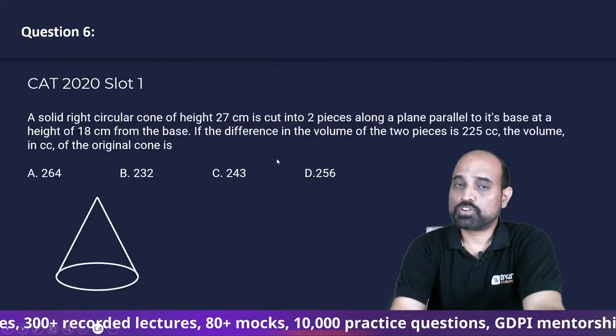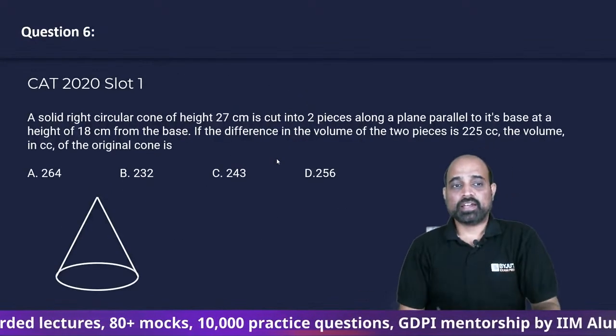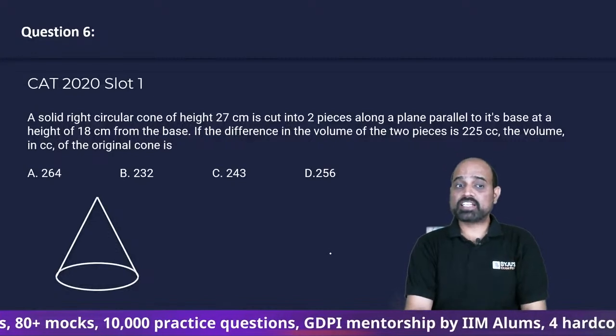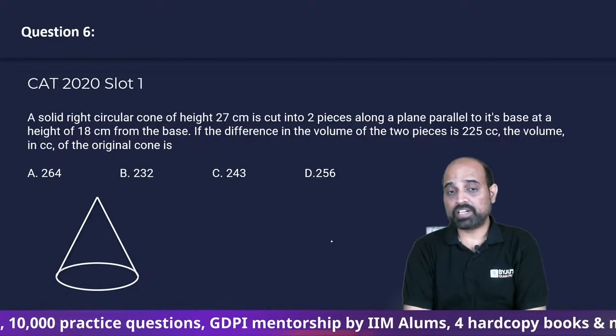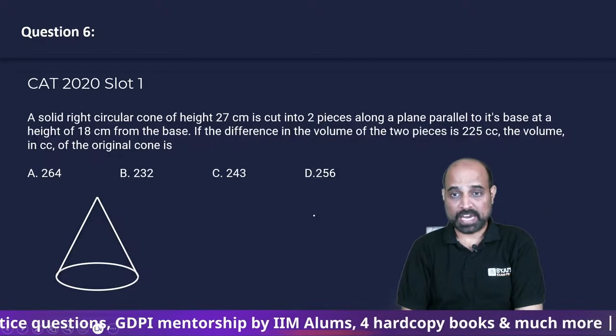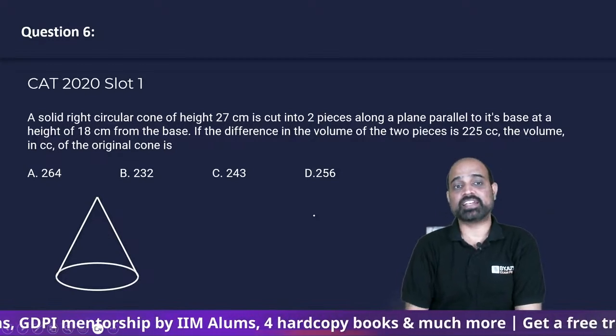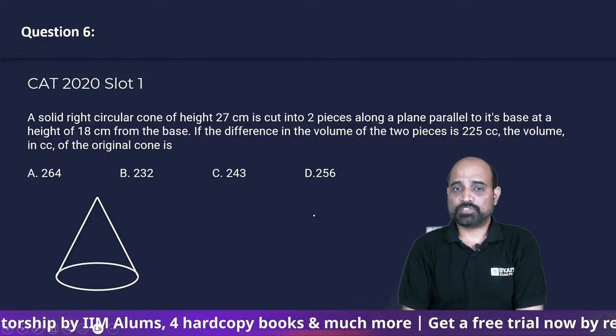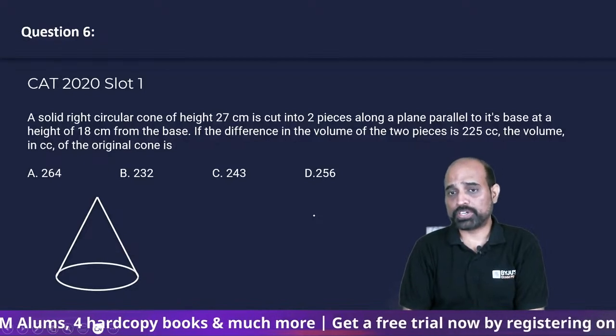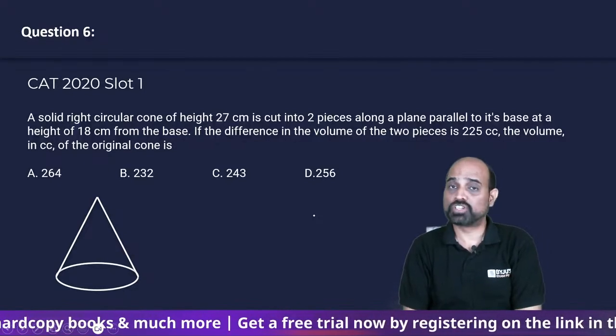Okay, so 5544. Next question. A solid right circular cone of height 27 cm is cut into two pieces along a plane parallel to its base at a height of 18 cm from the base. If the difference in the volume of the two pieces is 225, the volume of the original cone is.